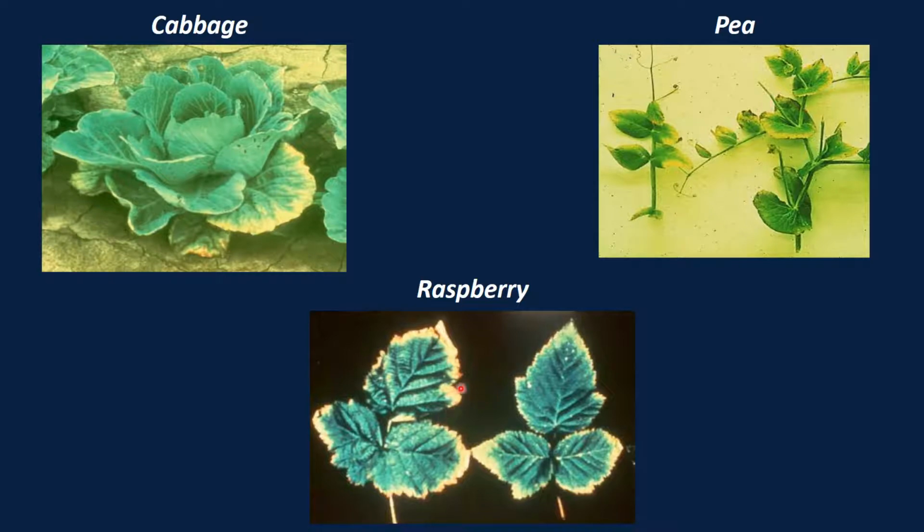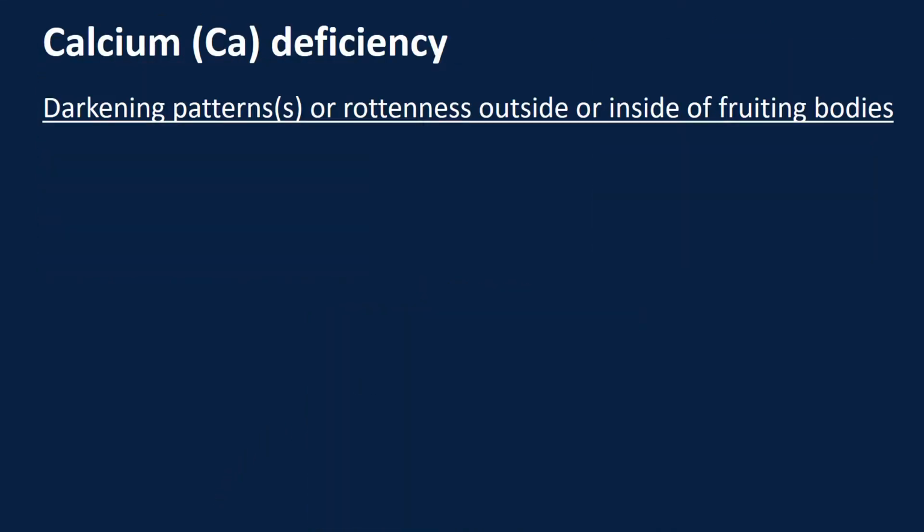Raspberries, again, that outside margin of the leaf. So now moving on to calcium deficiency. Calcium deficiency is a little different. We're not usually going to see this for the plant. We're going to see this for the fruiting body of the plant. It looks kind of like a rottenness of the outside or the inside of these fruiting bodies. And we'll see some pictures in just a second.